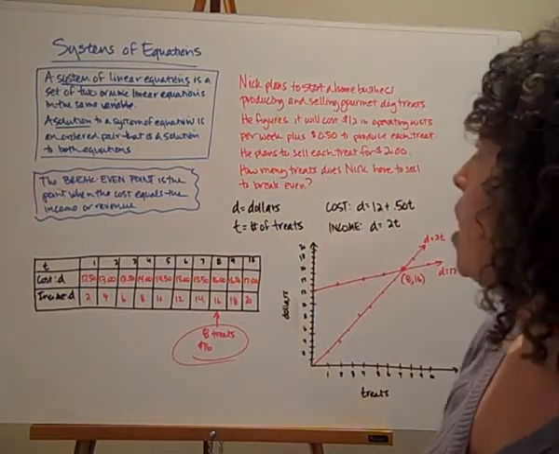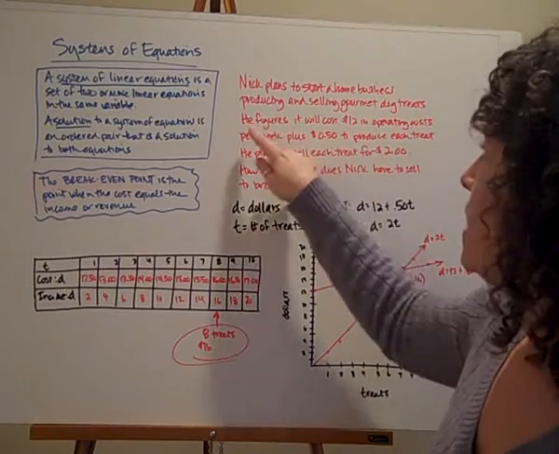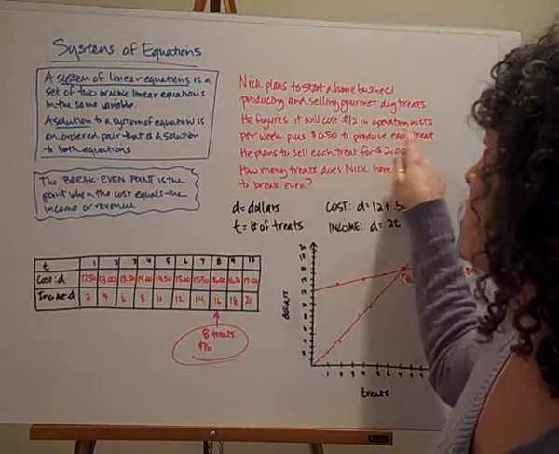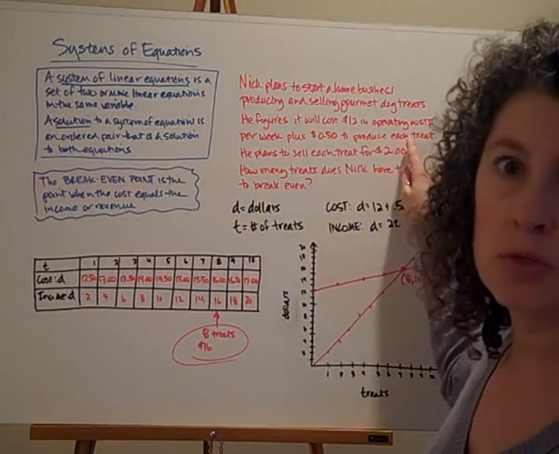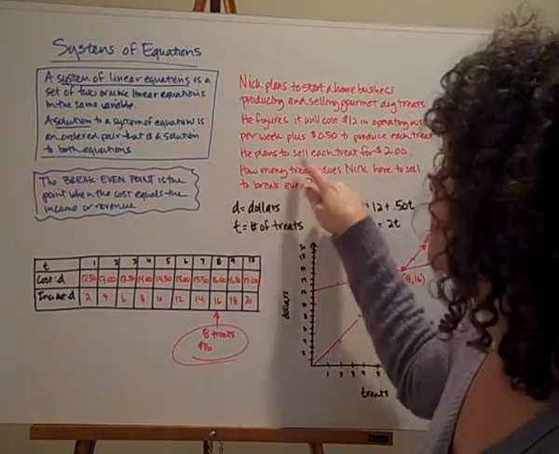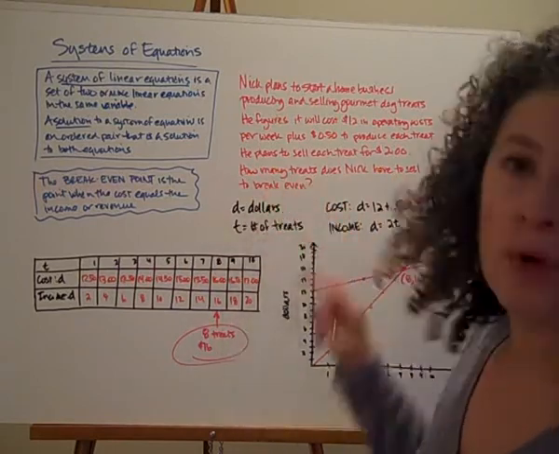Nick plans to start a home business producing and selling gourmet dog treats. He figures it will cost $12 in operating costs per week plus 50 cents to produce each treat. He plans to sell each treat for $2. How many treats does Nick have to sell to break even?